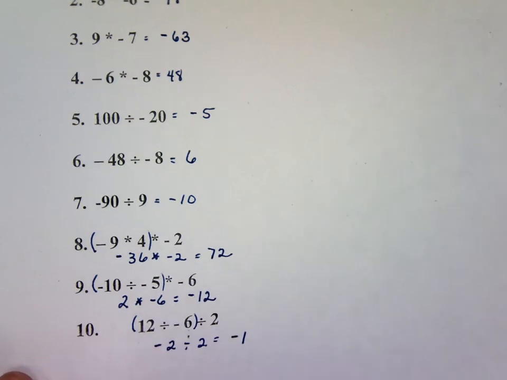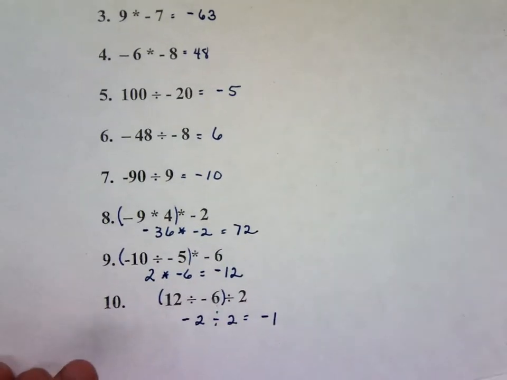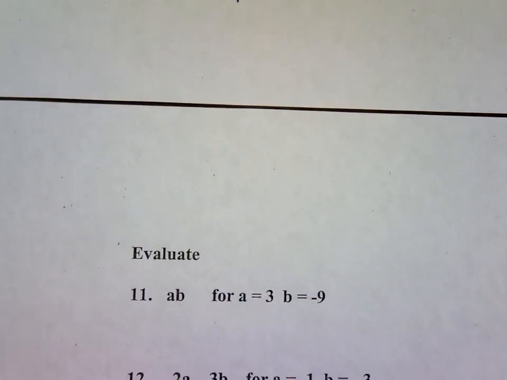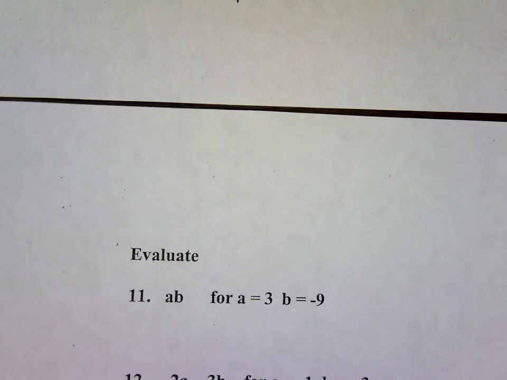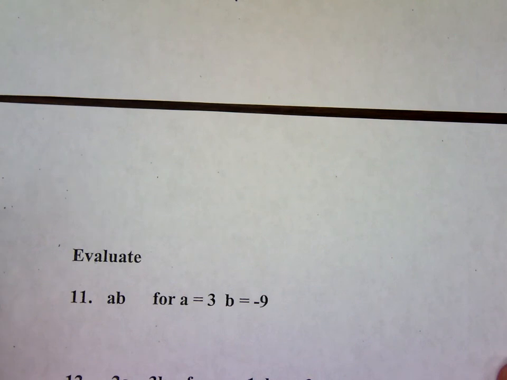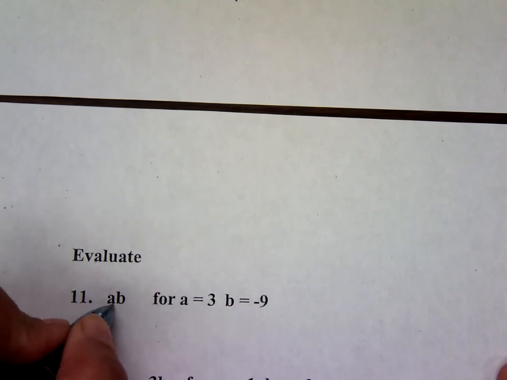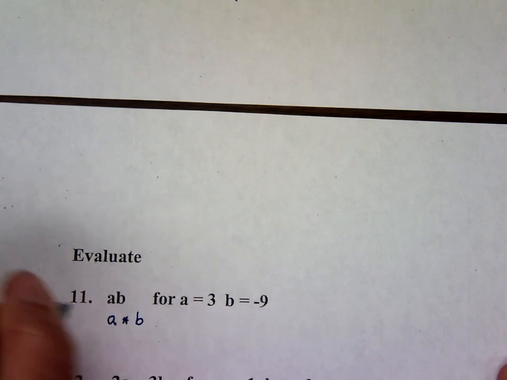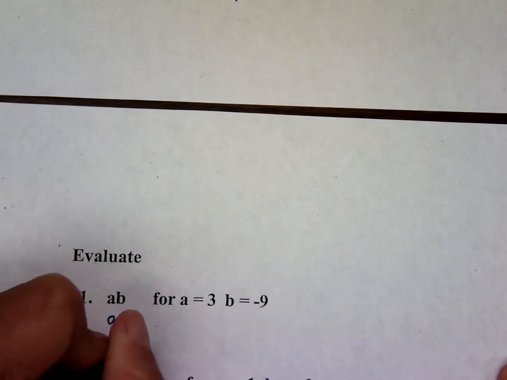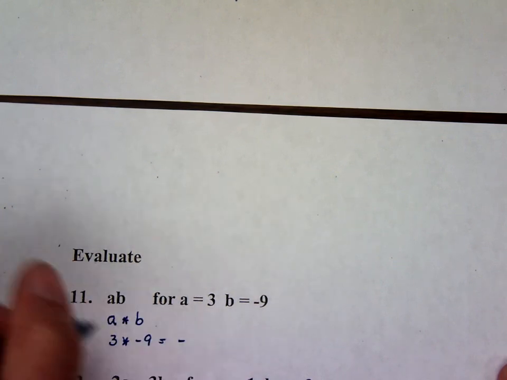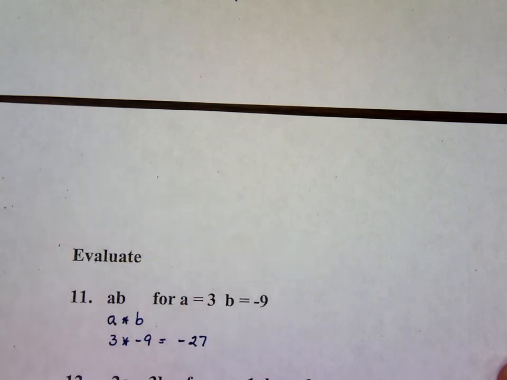So now here's your next direction. It's going to say evaluate AB for A is equal to 3, B is equal to negative 9. So all you're going to do is replace your variable with the numbers. Remember, two variables next to each other means multiplication. So it's really A times B. So replace, it would be 3 times negative 9. So now you just ask yourself, do you win or lose? You lose, put that negative, and 3 times 9 is 27.